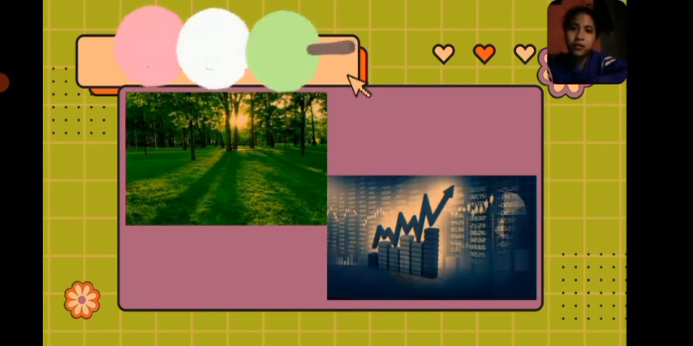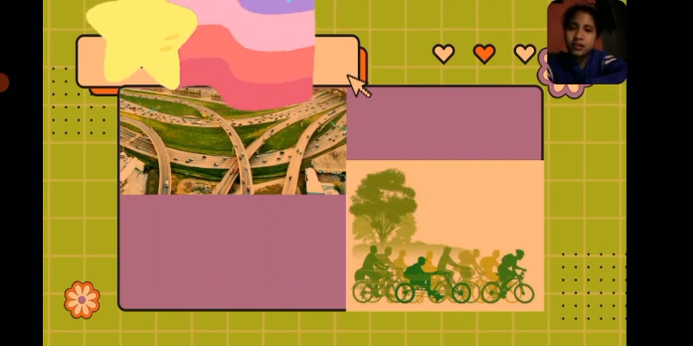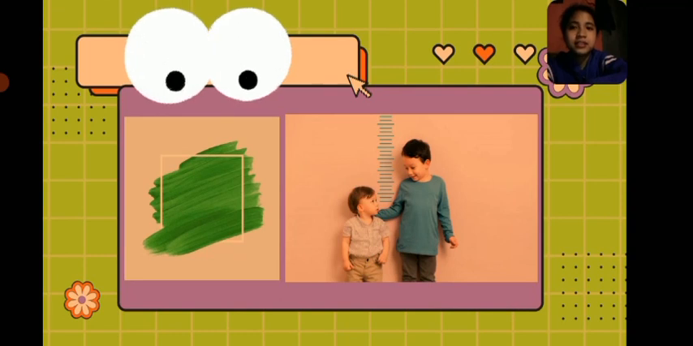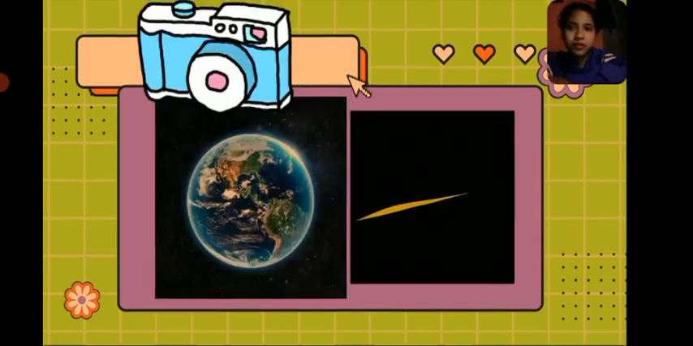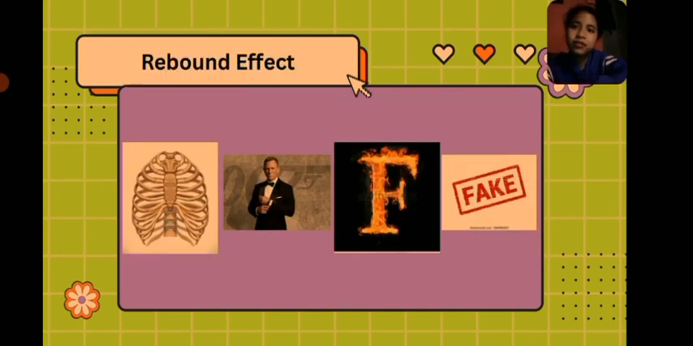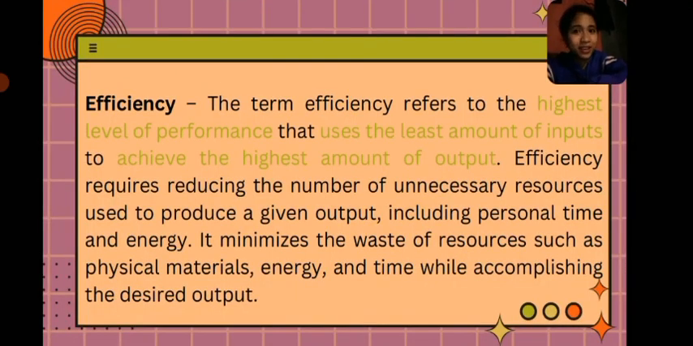And then how about this? Green economy. So you understand that, right? And then this, sustainable transport, and this one is colored green, and there are two children measuring their height. So green growth, and then World Bank, and then rebound effect, and direct. So very good.